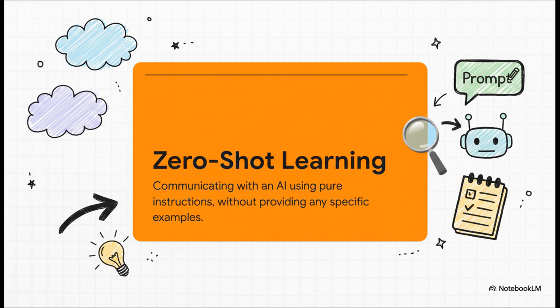So, what is zero-shot learning exactly? Well, you can think of it as the art of communicating with an AI using pure, direct instructions. No templates, no samples to copy, none of that. You are simply telling it as clearly as you can what you want it to create.